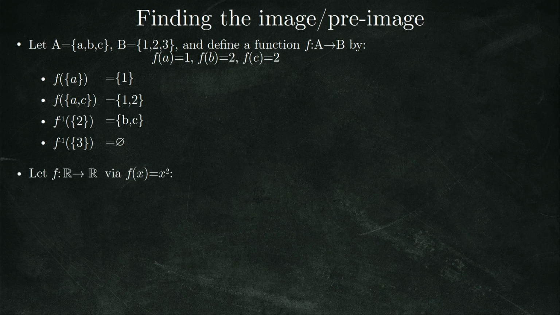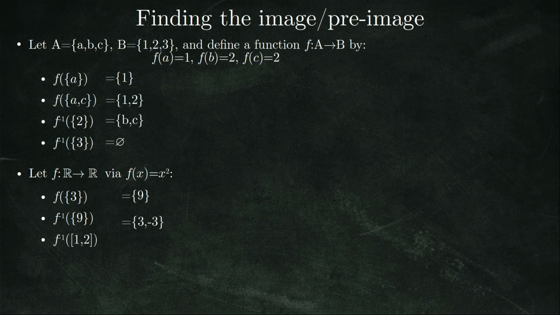And then our second example. So what would the image of the set containing the point 3 be? It would be the set containing 9. The inverse, or the pre-image of the set containing 9, would be 3 and minus 3. So remember, both points get mapped to 9.